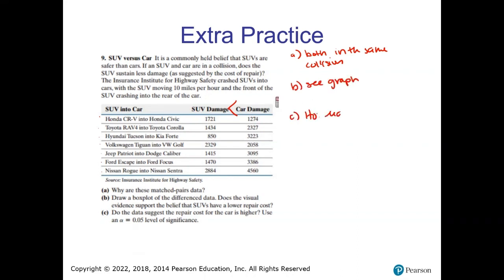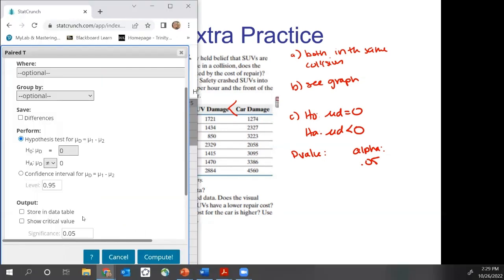Null is that the mean difference is 0. The alternate is the mean difference is less than 0. We're going to compare our p-value to our alpha of 0.05. Okay, so let's go back here. Let me get my data table back up. We want a less than test.